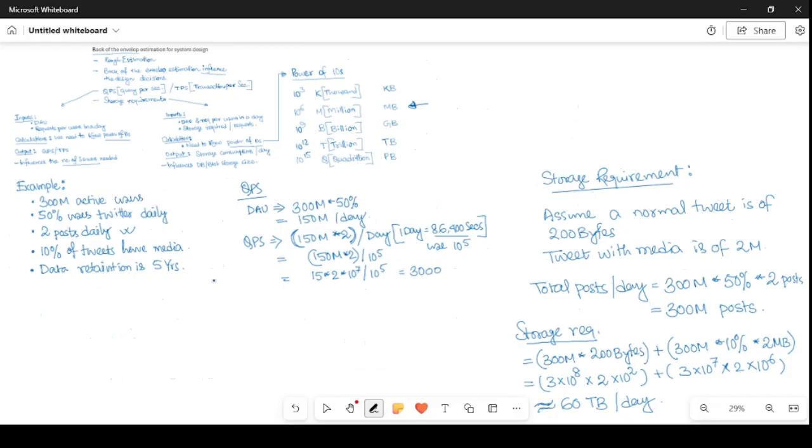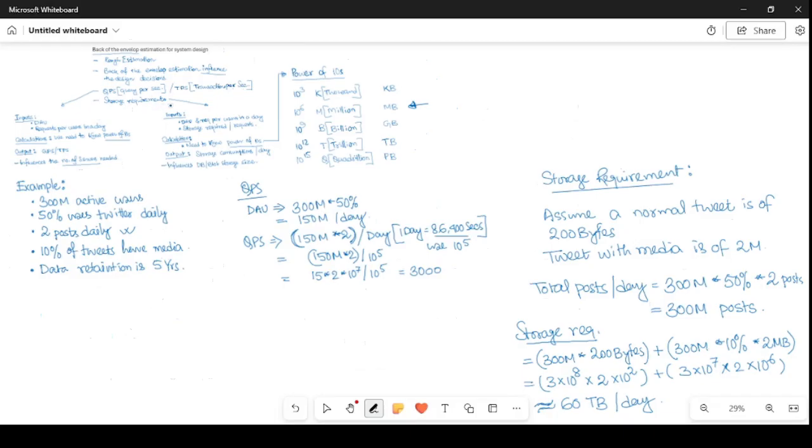Let's summarize whatever we have learned in this session. Back of the envelope estimation is a prerequisite for any system design. Before you start designing your system, you should know the expected load for this system, because that information influences your system design. Back of the envelope means a rough estimation. We calculate QPS, queries per second, TPS, transactions per second, and storage requirements in this estimation, where QPS influences the number of servers we need.